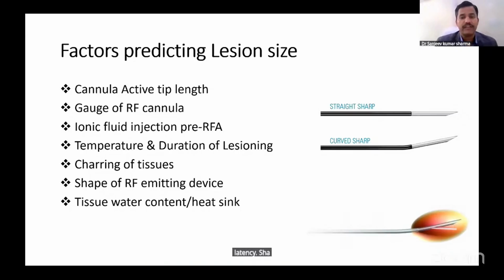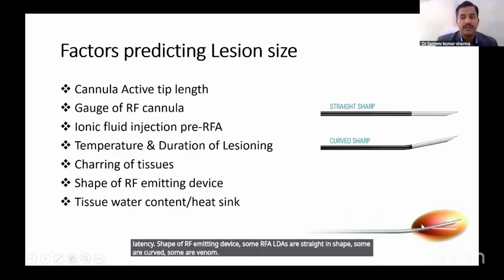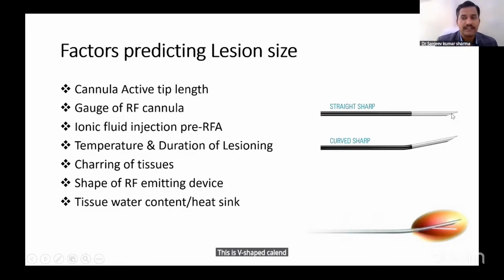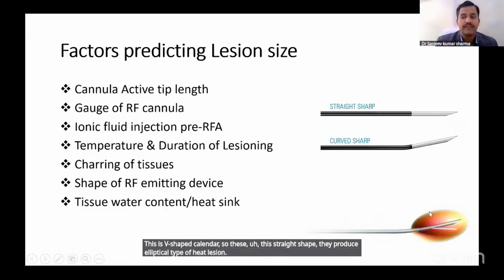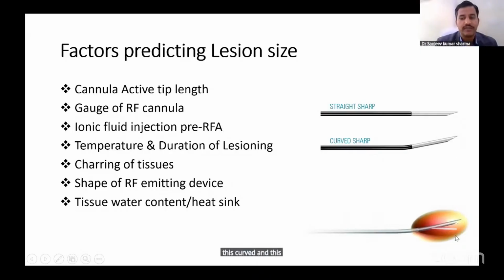Shape of RF emitting device. Some RFA cannulas are straight in shape, some are curved, some are V-shaped. This is a V-shaped cannula. So the straight shape produces an elliptical type of heat lesion. The curved and V-shaped RF cannulas produce a more spherical type of heat lesion. So the bigger lesion is produced.